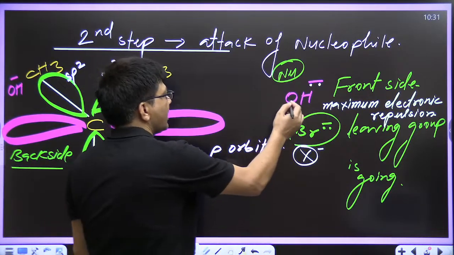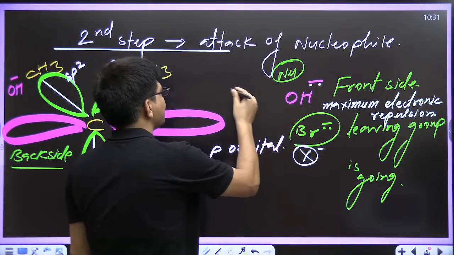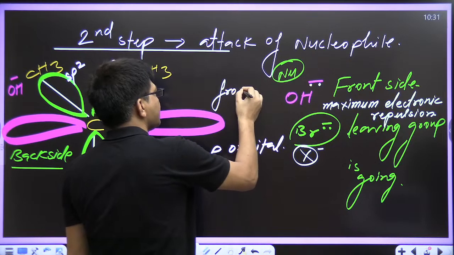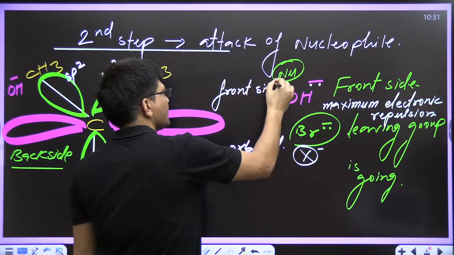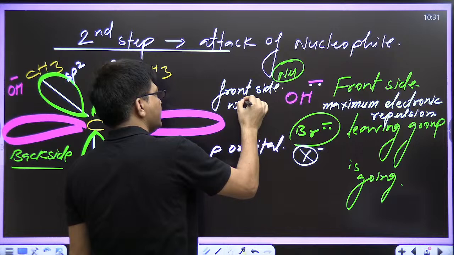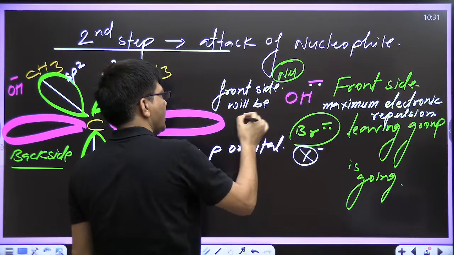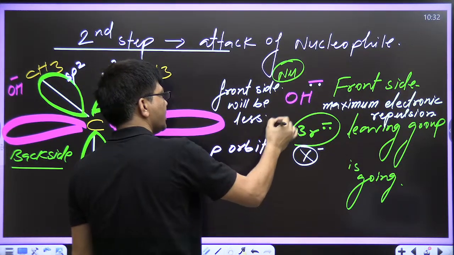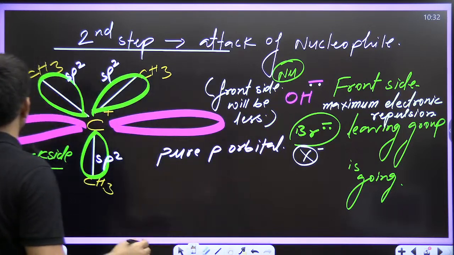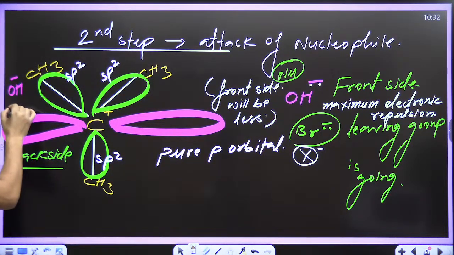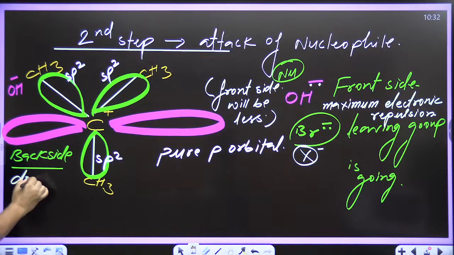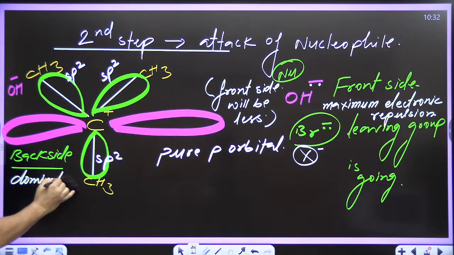So the front side attack will be less. And the back side attack, in most of the cases, is the dominating attack, but the attack will be from both the sides.